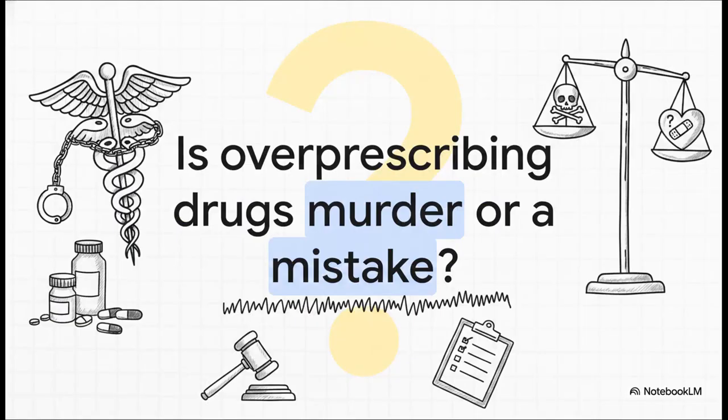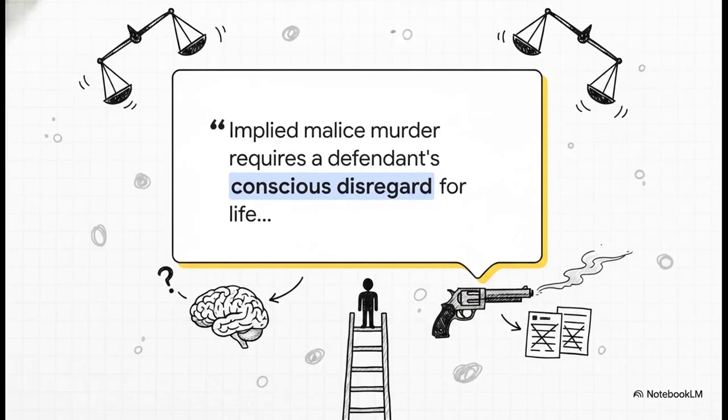All right, applying the Socratic method here, I want you to consider the facts. Does the doctor's reckless prescribing practice cross the line into second-degree murder? Or is this just a case of severe medical malpractice? Where exactly does bad medicine end and homicide begin? So, the crucial point here is how the court evaluated her state of mind. The court concluded that it was indeed murder.